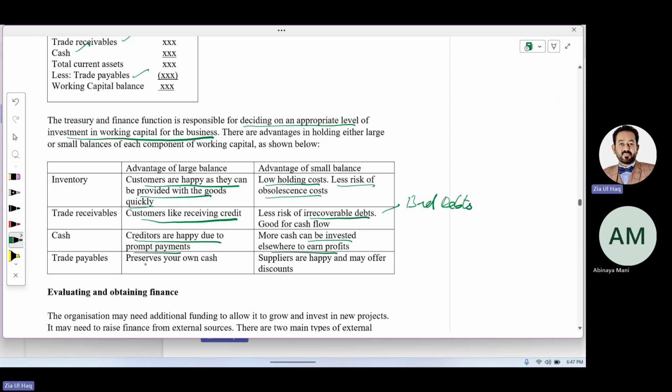Trade payables preserve your own cash. It means if there are more payables, that will help you in managing cash. But if you have more payables, that will affect the supplier. If you ask for more credit from the supplier, they will not provide you more discount. So there are issues with inventory, receivables, cash, as well as payables.